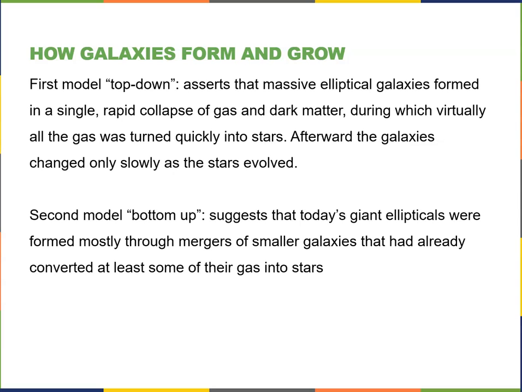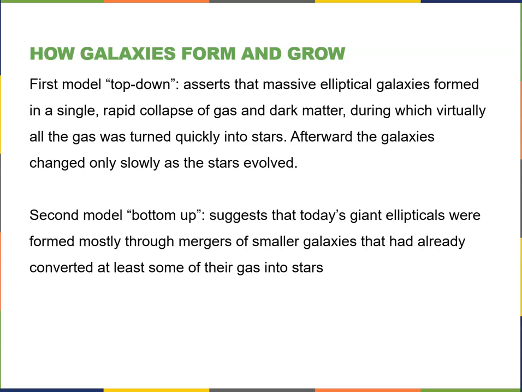So there are two models postulated by astronomers for how the galaxies in the universe formed. So the first model is the top-down model. And this model asserts that the massive elliptical galaxies formed in a single rapid collapse of gas and dark matter. During this time, virtually all the gas was turned quickly into stars. And afterwards, the galaxies changed only slowly as the stars evolved.